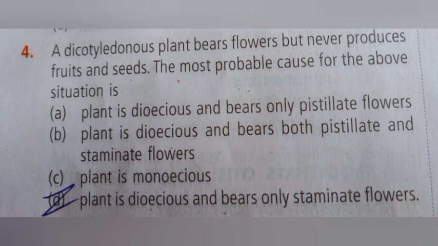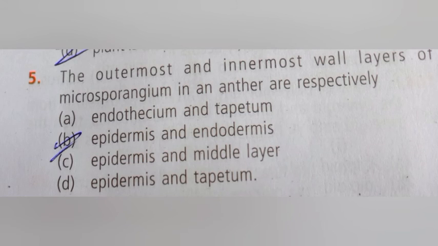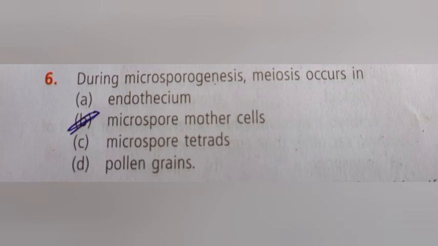The next question is the fifth question. The outermost and the innermost wall of microsporangium in an anther are respectively. The answer is B. The outermost is epidermis and the innermost is endodermis. Next question, sixth question. During microsporogenesis, meiosis occurs in. The answer is meiosis occurs in microspore mother cells.